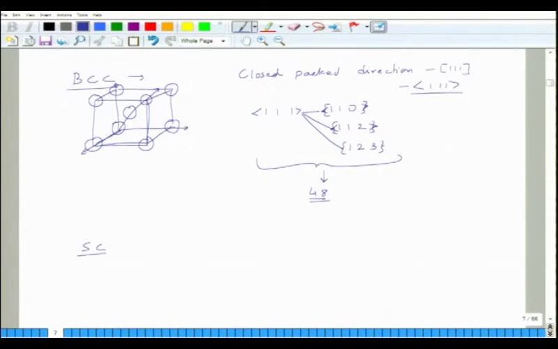In case of simple cubic, the close packed direction is nothing but 1 0 0 type of direction. This is the close packed direction along which the atoms touch each other, and by virtue of that it may lie in several types of planes. All right. You can find out the type of planes in which it can lie. But it is not a close packed structure, it is only one metal. So, we generally do not consider the slip system in this case.